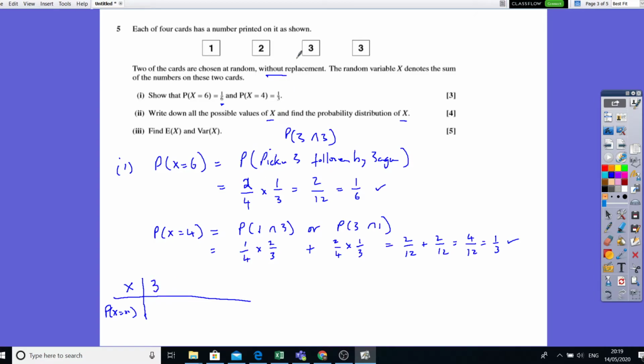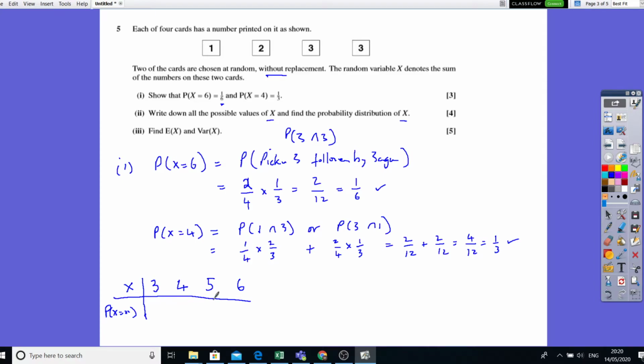which is 3. You can't pick a 1 and a 1, because once you've picked it, it's not replaced, so you can't pick that again. Just be careful. So the minimum is 1 and a 2, or you could pick 1 and a 3, which is 4. We've already worked out the probability. You could then pick a 2 and a 3, which is 5, and you could pick a 3 and a 3, which is 6.